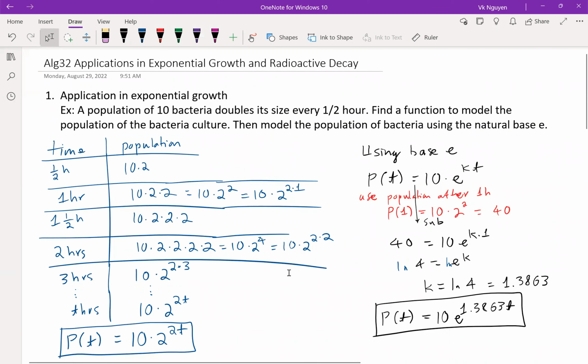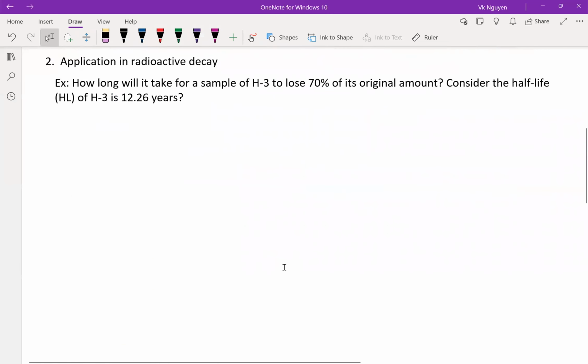Okay, let's move on to the second application. Application in radioactive decay. First example, how long will it take for a sample of H-3 to lose 70% of its original amount? Consider the half-life of H-3 is 12.26 years.